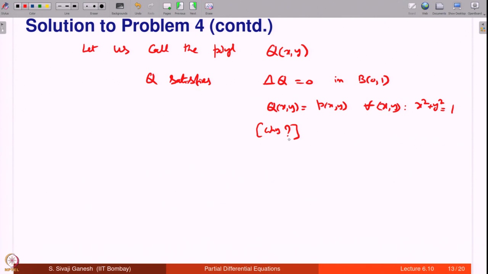The first one seems to be okay, because q is actually a representation of the u and we know Laplacian u equals 0, therefore Laplacian q is 0. But why is this true, q of x y equal to p of x y? No idea. It looks like the proof is going to break down here. So, we go for another approach.